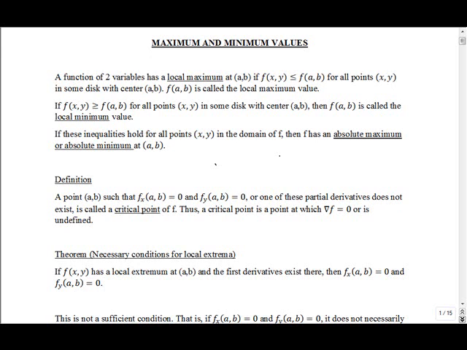Similarly, for the local minimum, if f(x, y) is greater than or equal to f(a, b) within that disk, then f(a, b) is the local minimum value. Now if these inequalities hold for all (x, y), not just in a disk but over the entire domain, then it becomes an absolute max or an absolute min. Recall another word for absolute is global. Let me write that. So you might see global. And another word for local is relative.